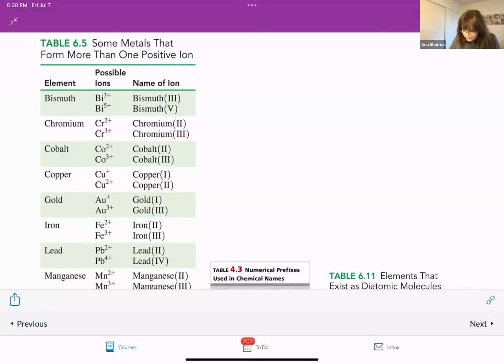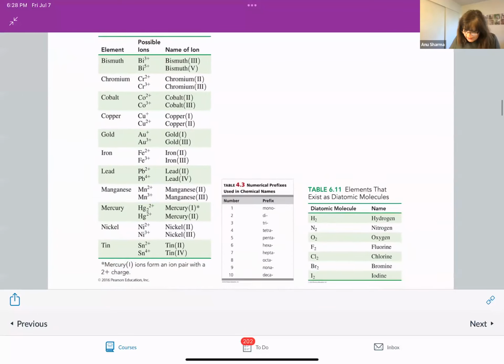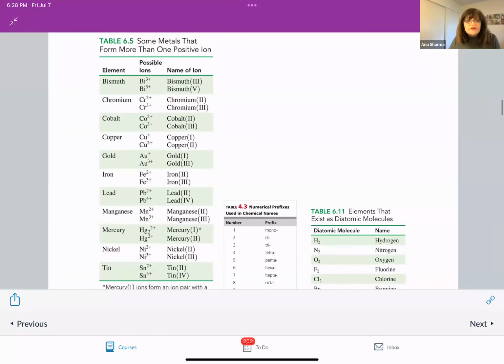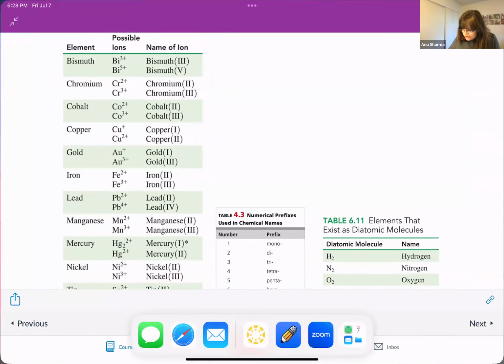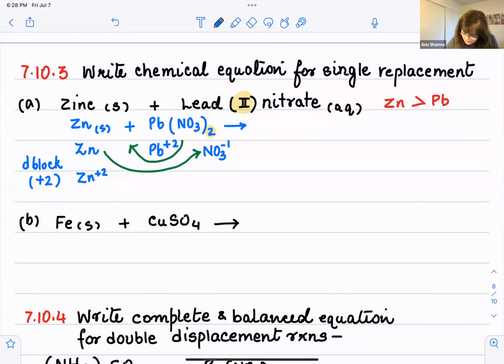Okay, so here, what do you see? You see these tables right here, and these tables have the list of all these transition and post-transition elements that can form more than one type of positive charge. And as you can see, zinc is not here. So zinc will be +2 charge. So here, when zinc combines with the nitrate, NO3 -1, what happens? Crisscross, right?